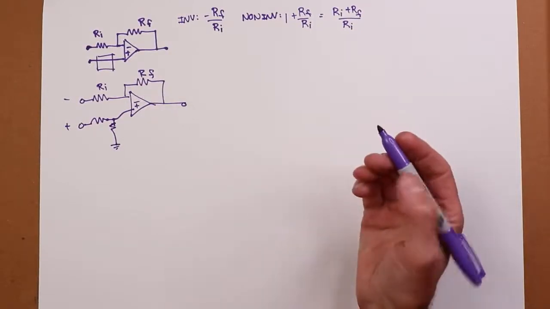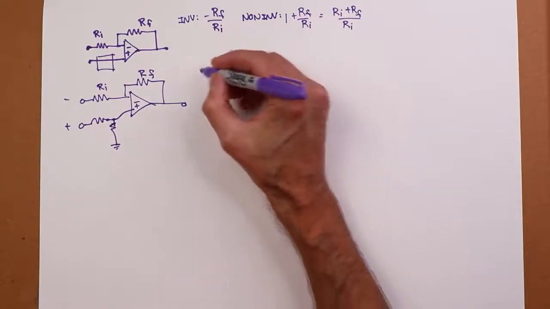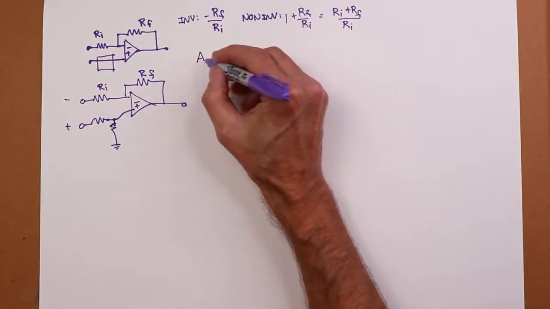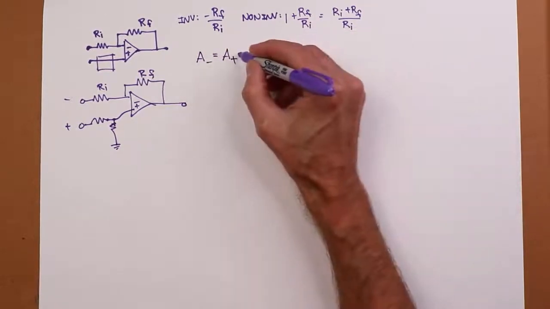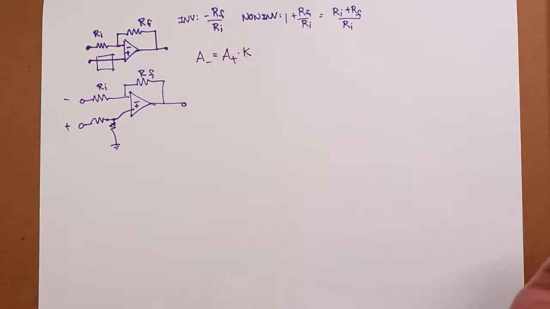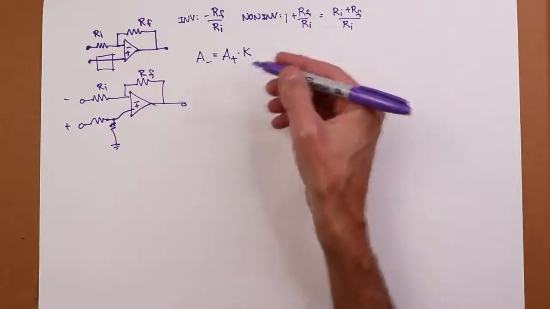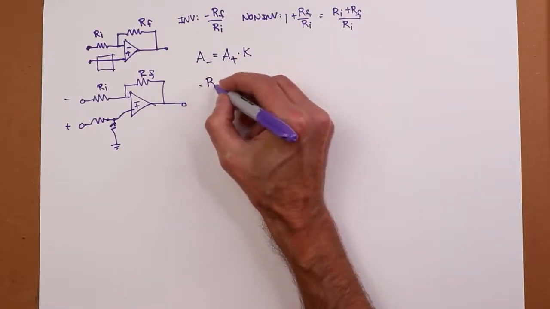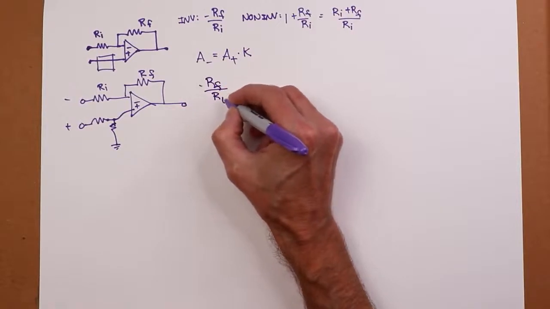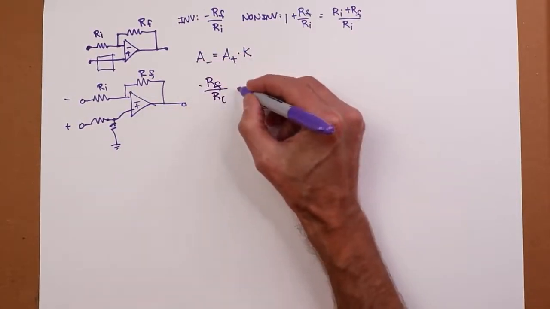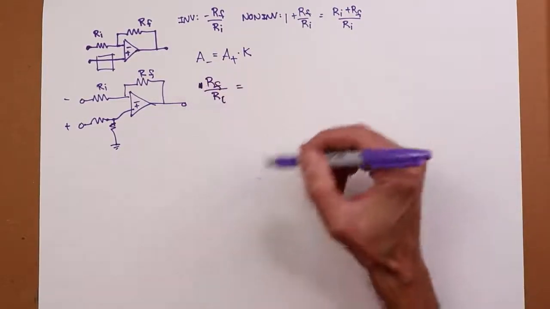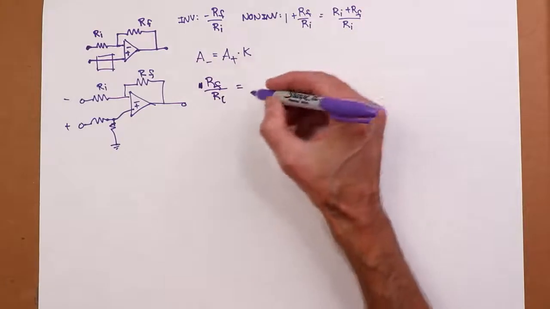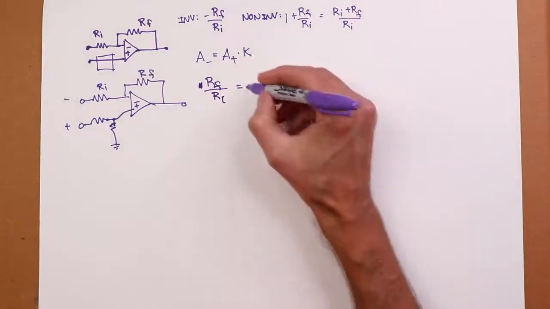Well, pretty straightforward, actually. What you want is the gain of the inverting side, the minus, to equal the gain of the non-inverting side, plus, times some factor K. And you're just saying, well, what's K? All right, that's pretty simple because I have values for these. I know this, that's RF over RI. As a matter of fact, I just really care about the magnitudes of these, so I don't even really have to monkey with the minus sign. But the plus I know is RI plus RF over RI.